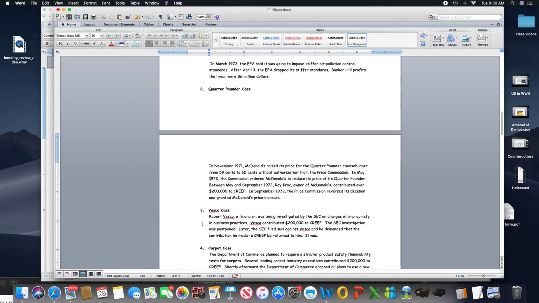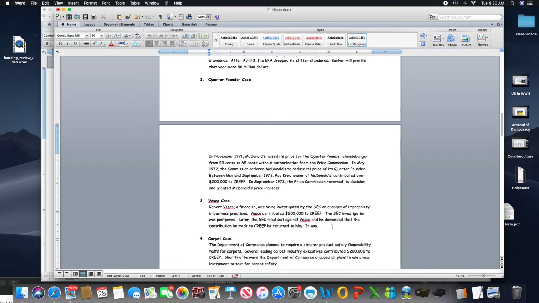The Vesco case. Robert Vesco, a financier, was investigated by the SEC on charges of impropriety in business practices. Vesco contributed $200,000 to CREEP, and the SEC investigation was postponed. Later, the SEC filed suit against Vesco, and he demanded that the contribution he made to CREEP be returned, and it was. Okay, so this is kind of a ridiculous case of customer satisfaction. He gave his money to CREEP. He did not get what he wanted, so he demanded a refund, and he got one.